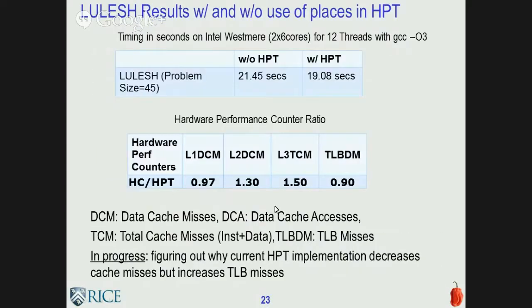And again, for Lulesh on today's machines, we see a little bit of a benefit. This was again on the 12-core machine using places. We see more significant improvements in this case in the L3 cache misses. The unoptimized one has 1.5 times the number of cache misses as the optimized one.